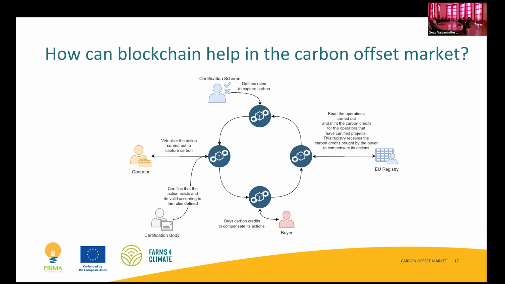Then the certification body: when the operator defines what methodology he will use over the years, because carbon credit is not generated in a second, these practices are implemented and so on, then the certification body will certify if the project is following the steps of the methodology. So, following the rules defined by the certification scheme in the methodology, then the buyer can buy these credits. And every step is recorded in a registry, so we can avoid some failures and so on. So we have all the traceability of all the things.